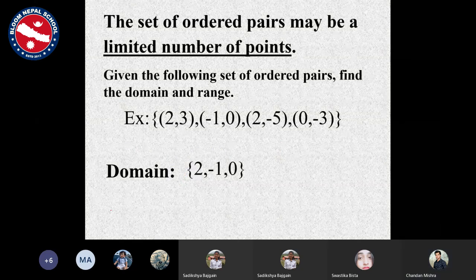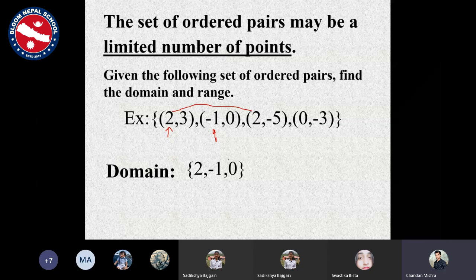But now here comes the tricky part. Okay, here comes the tricky part. So most of you said four domains, right? So what you did was you took the 2 here and then you took -1. But can you see that this particular 2 and this 2 is the same 2, right? So we don't have to write the same thing twice in a set, and so that is why we only write one of these.